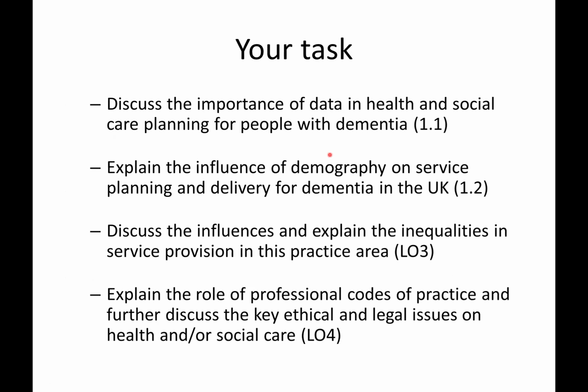What is your task? You have 4 tasks. Your first task is to discuss the importance of data in health and social care planning for people with dementia. Then explain the influence of demography on service planning and delivery for dementia in the UK. Then discuss the influences and explain the inequalities in service provision in this practice area. The last task is to explain the role of professional codes of practice and further discuss the key ethical and legal issues in health and social care.